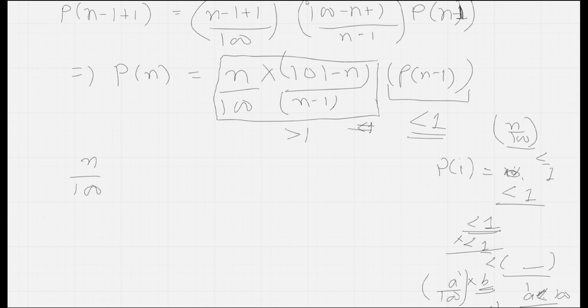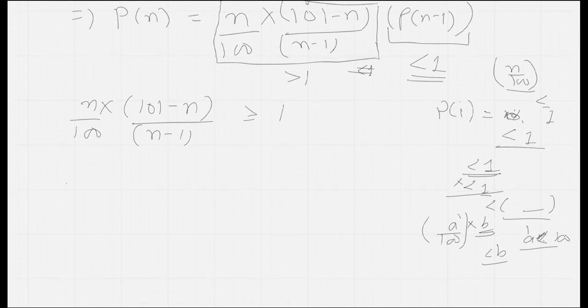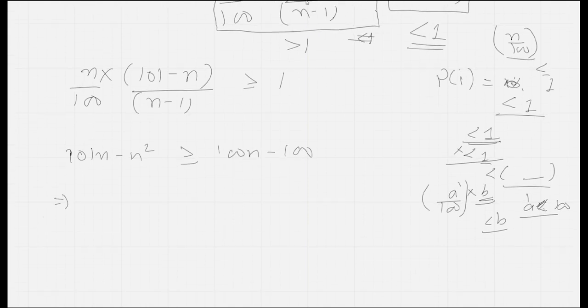n by 100 into (101 minus n) upon (n minus 1) is greater than or equal to 1. This is 101n minus n square greater than or equal to 100n minus 100. This implies, let's take everything on the RHS side, so this would be n square minus n minus 100 less than or equal to 0. So we need to find all those cases.